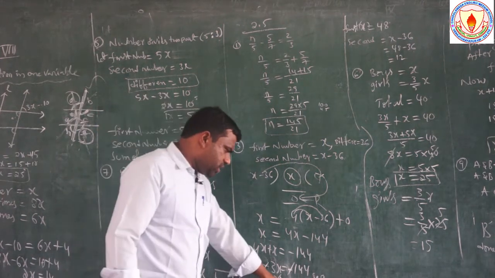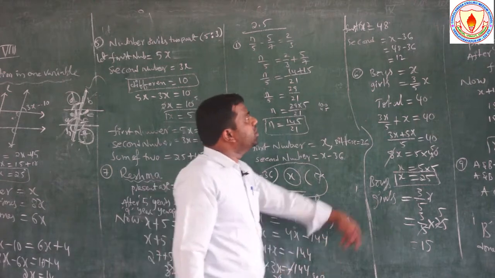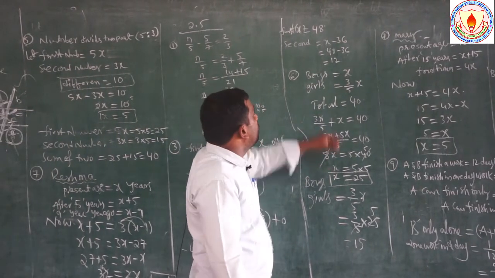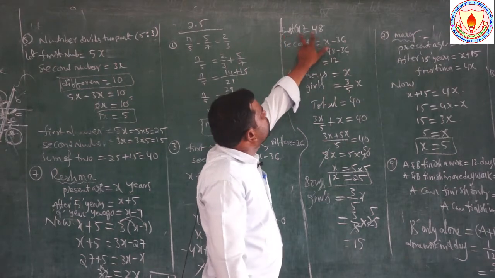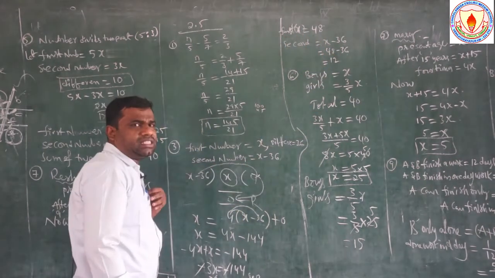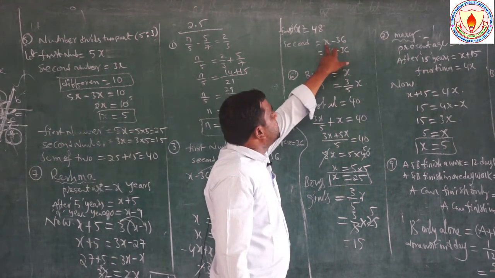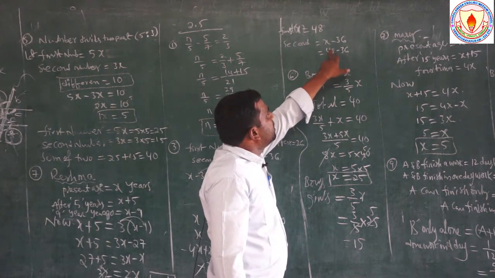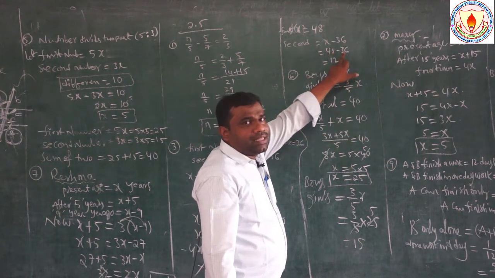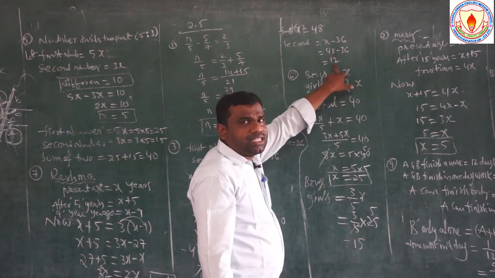Next, 3x is equal to 144. So in the 3 table, 144 cancels 48 times. So the first number is 48. What is the second number? x minus 36. What is the x value? 48. So in place of x we have to substitute 48. 48 minus 36 is 12. This answer is 12.